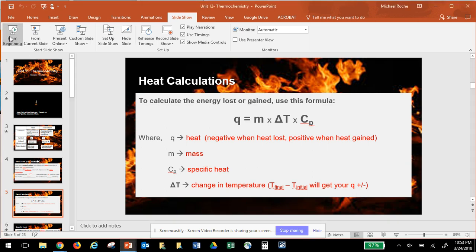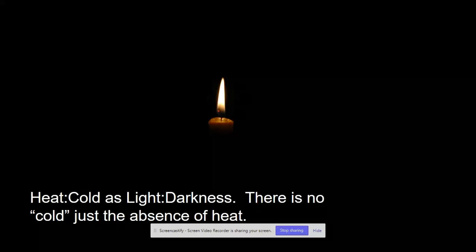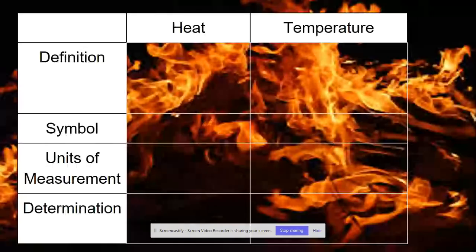All right, so let's talk about heat. And heat is like light in that darkness is the absence of light, and cold is the absence of heat. That's just something to keep in mind, that heat is the thing that is flowing from the thing that is warmer to the thing that is colder. There is no such thing as cold movement or that kind of thing.